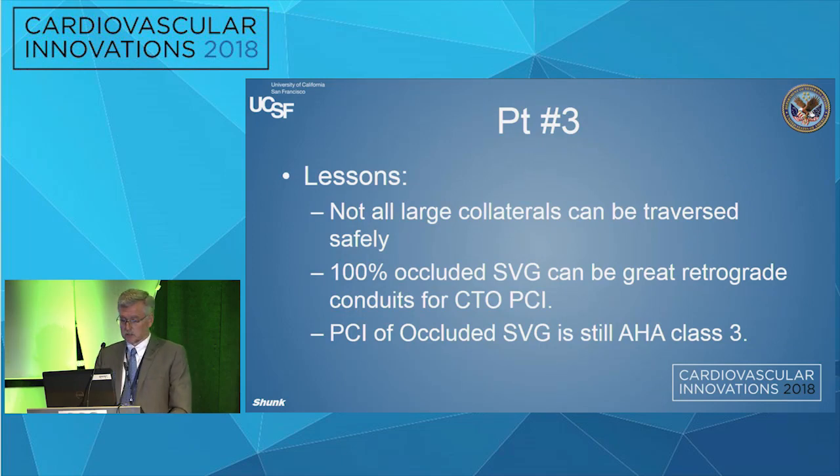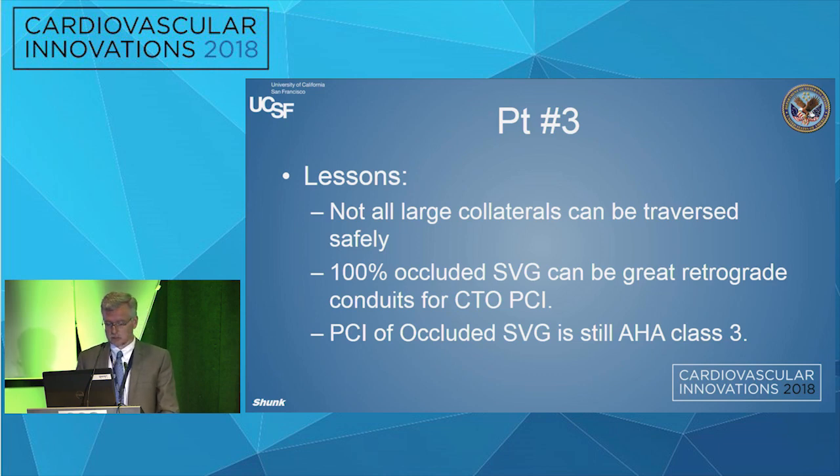So not all large collaterals can be traversed safely. A lot of times these collaterals look really juicy and big, but you can't really get through them. And 100% occluded vein grafts can be a great retrograde conduit for PCI of a CTO. Remember, though, that the completely occluded vein graft itself is still considered a class 3 by the AHA.